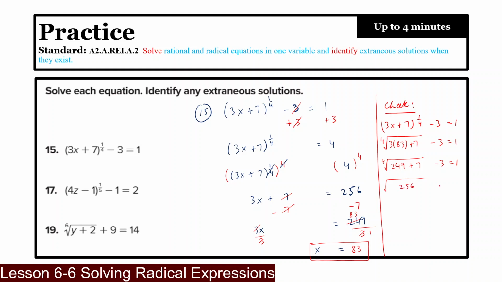This is the 4th root of 256 minus 3 equals 1. We know that the 4th root of 256 is 4. Oh, sorry, my bad. 4 minus 3 equals 1, so 1 is equal to 1. I got it right. So it's very important that we do the checks as well. Let me pause for a minute so that you can take notes.